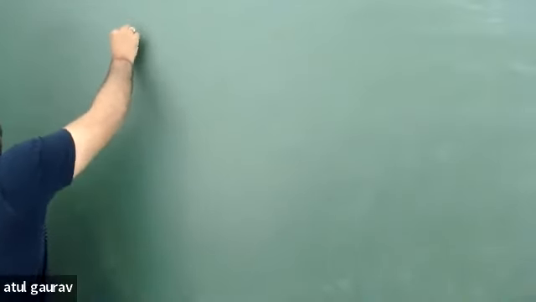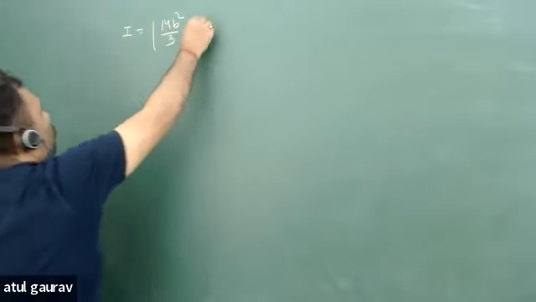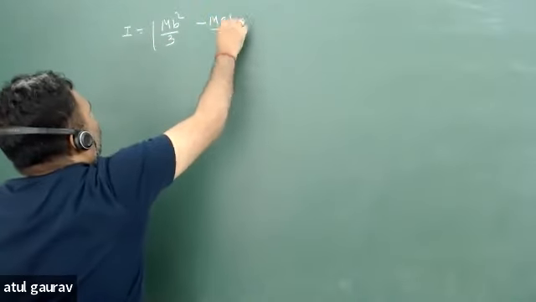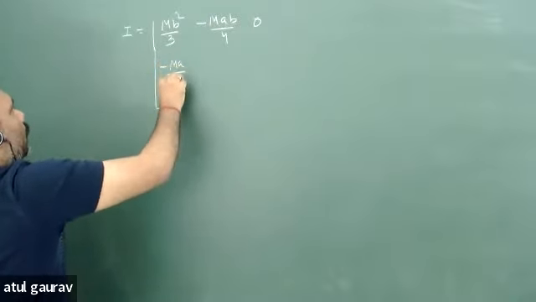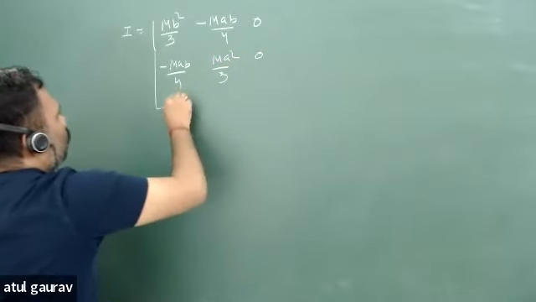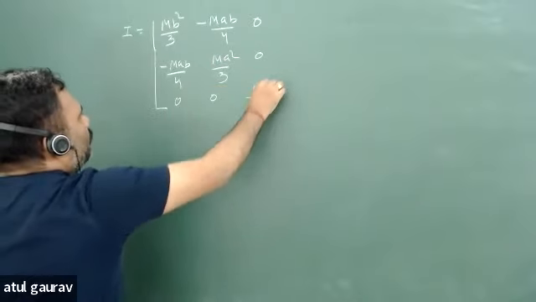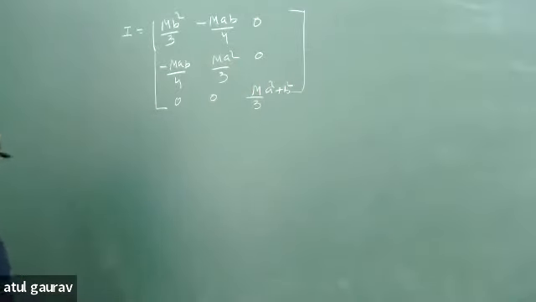Okay, so let's go. What is my moment of inertia tensor? mb square by 3, minus mab by 4, this term is 0, and that value is again minus mab by 4, and this is ma square by 3, 0, 0, 0, m by 3 into a square plus b square. So this is your moment of inertia tensor. Okay. So now what we have to do? We have to find the principal moment of inertia for b is equal to a.